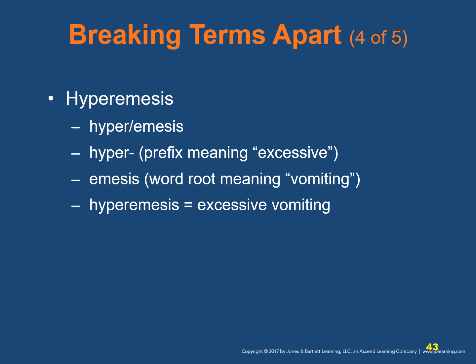Hyperemesis. Hyper is a prefix meaning excessive. Emesis is a word root meaning vomiting. So hyperemesis is excessive vomiting. And I pronounced it both ways because you do hear it pronounced both ways. So again, hyperemesis is excessive vomiting.